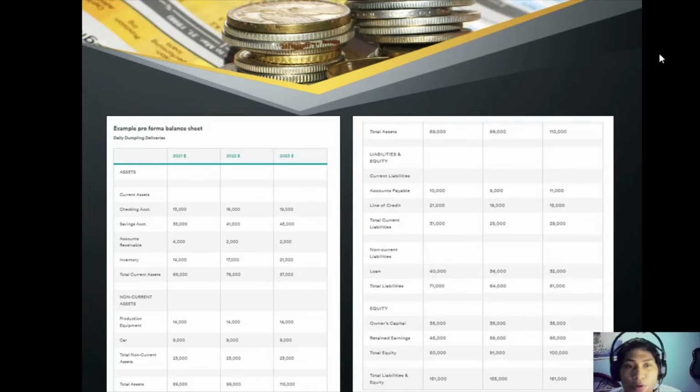Here is an example of pro forma balance sheet. Still, the current year is 2021, and it forecasts the next 2 years, 2022 and 2023. It forecasts its current assets, its non-current assets, and its total assets.